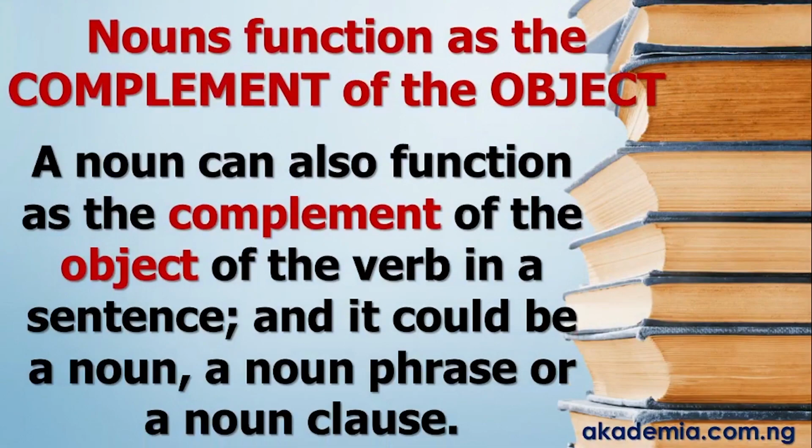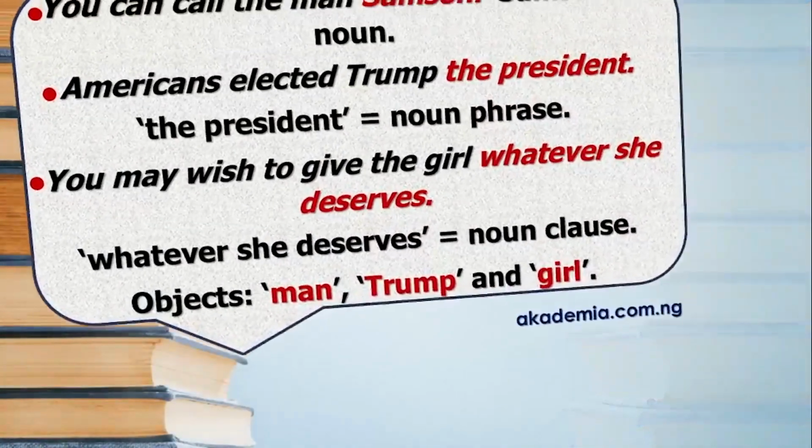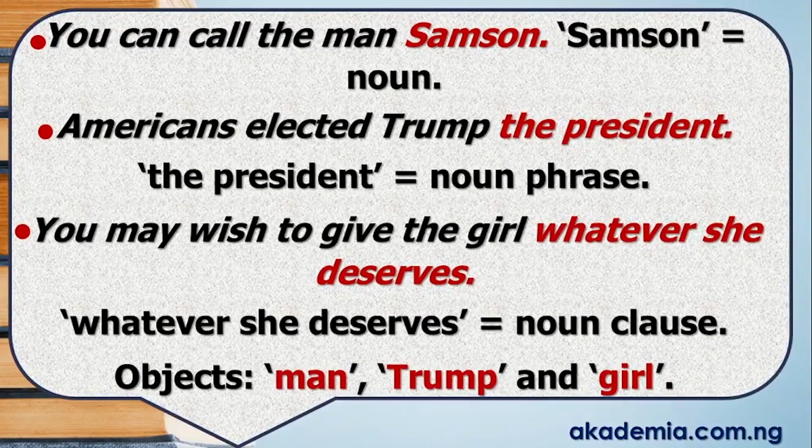noun through its function is to understand that nouns function as the complement of the object. A noun can function as the complement of the object of a verb in a sentence. And it could be a noun phrase, or a noun clause. Let's go ahead to see some examples in this regard.